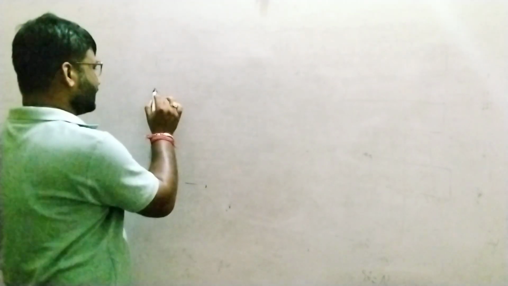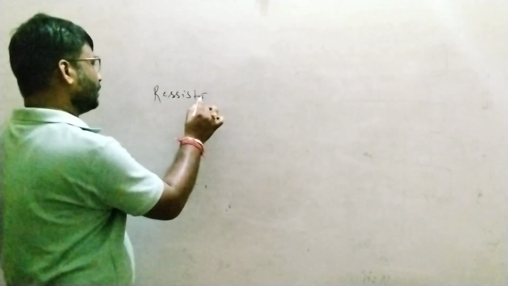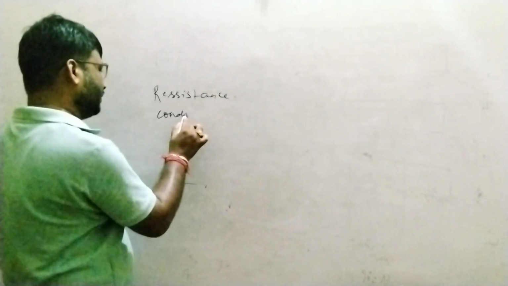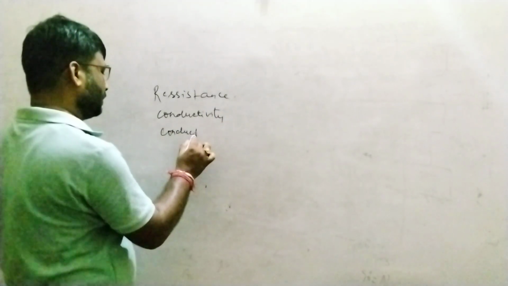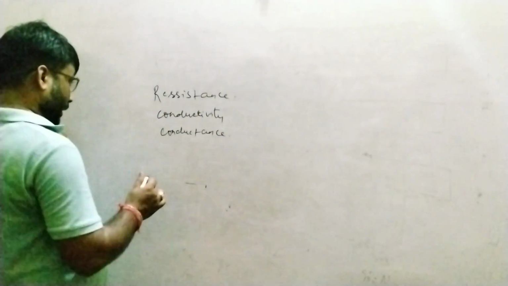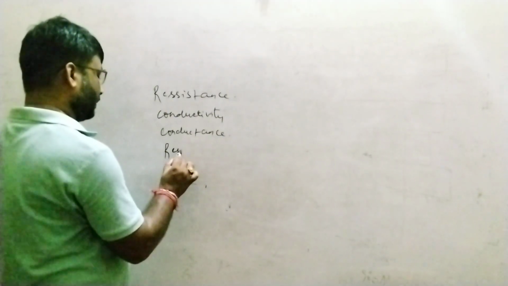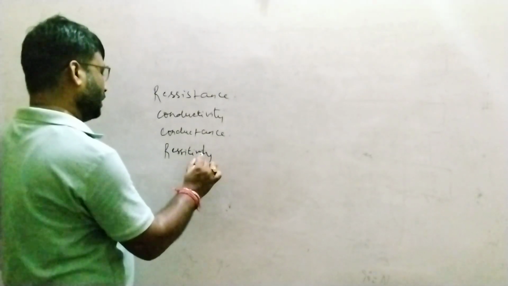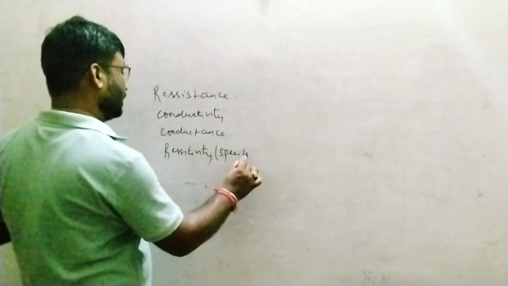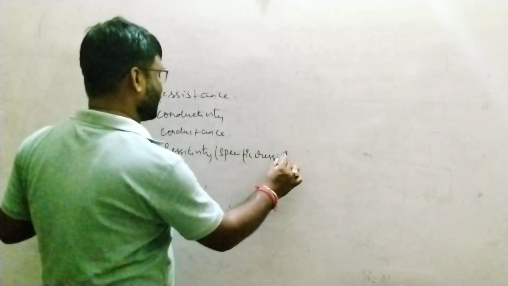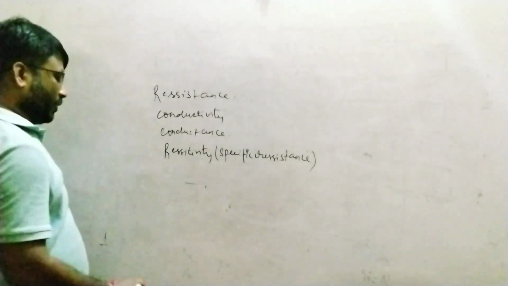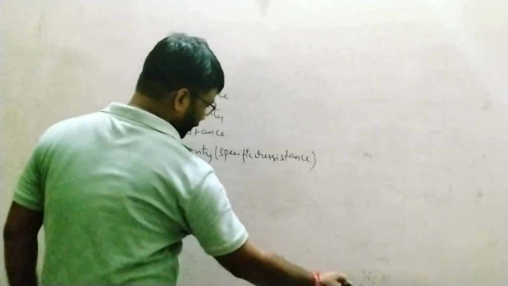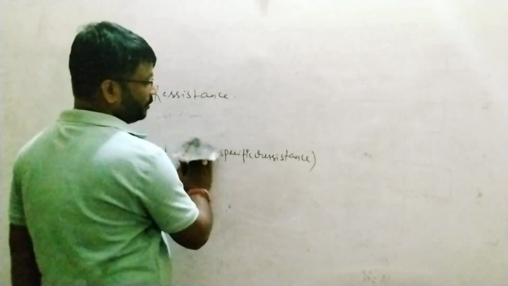Now we will discuss some important terms. What are those? Resistance, conductivity, conductance, and resistivity. Resistivity is sometimes called specific resistance. So what is resistance? Let us see what resistance is and how the resistance is affected when the dimensions of the conductor change.